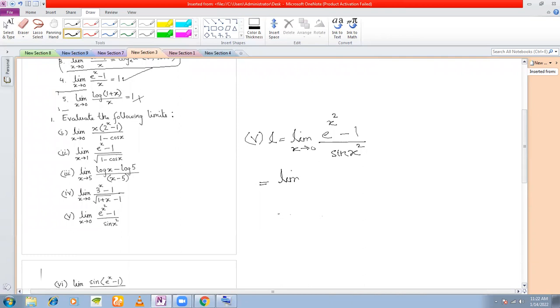So what is missing in the numerator? An x square is missing. Yes. And similarly in the denominator, an x square is missing. So we divide the numerator and denominator very conveniently by x square. And now we can split this limit in the numerator and denominator.